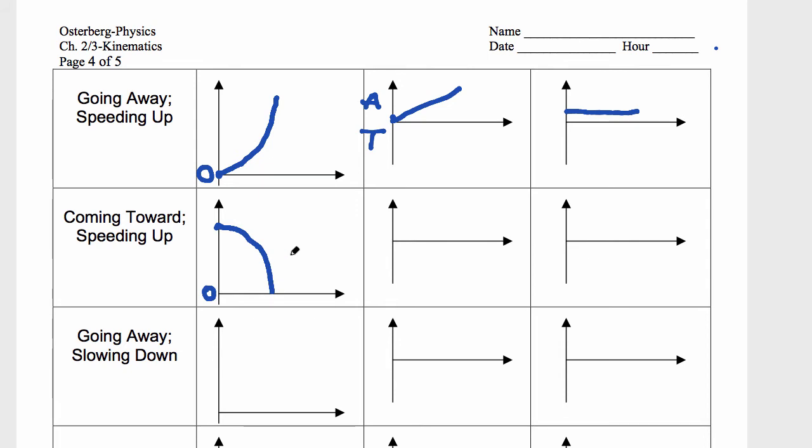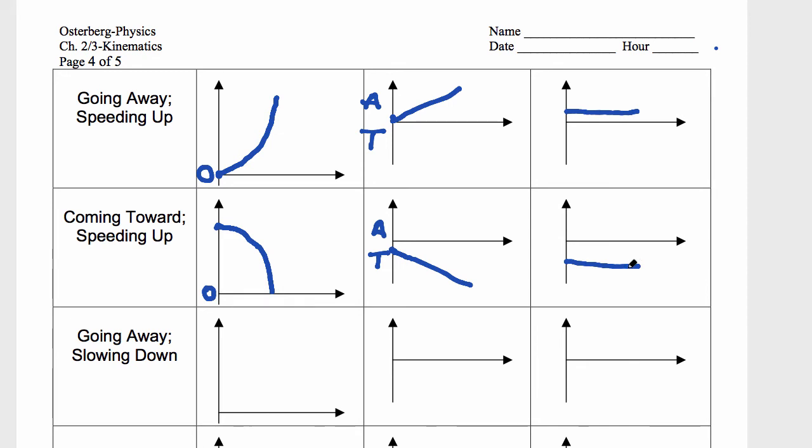All right, it's going toward. So is that in the positive or the negative? Well, toward is in the negative. And it starts off slow. So it starts off at the 0 or toward the 0. And it goes faster and faster, so it should be heading away from the 0 line. Well, what is the slope on that? Well, it is negative, so you should have a negative line.